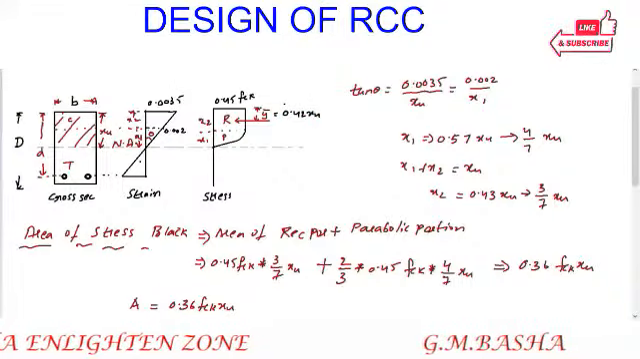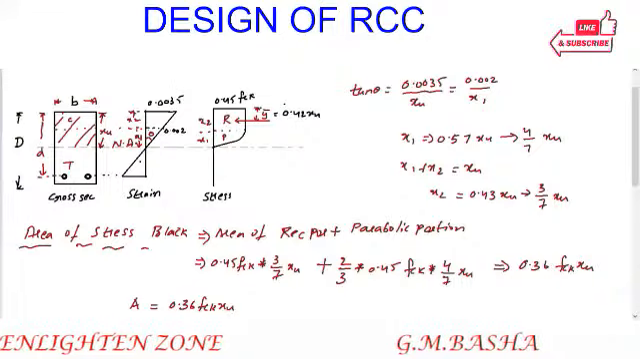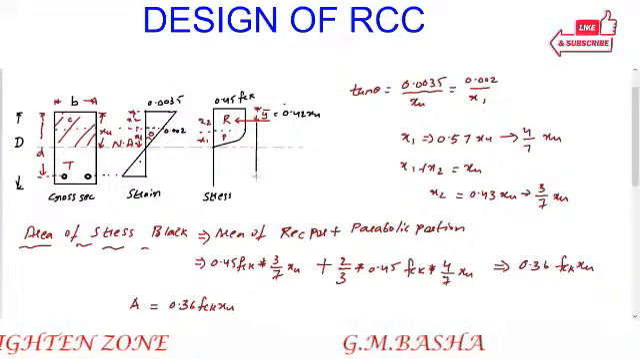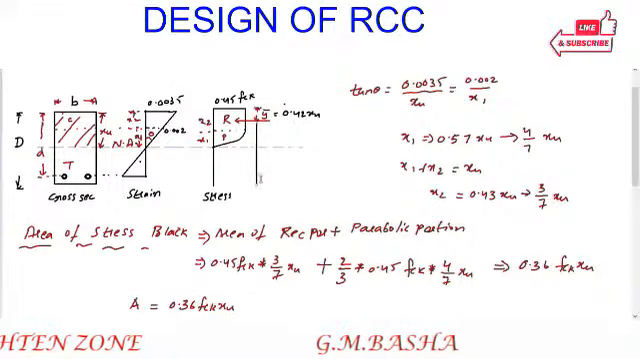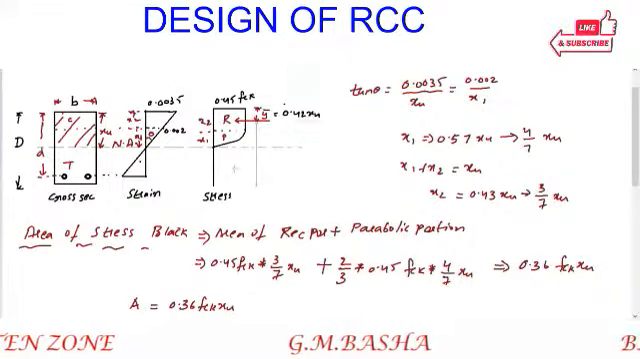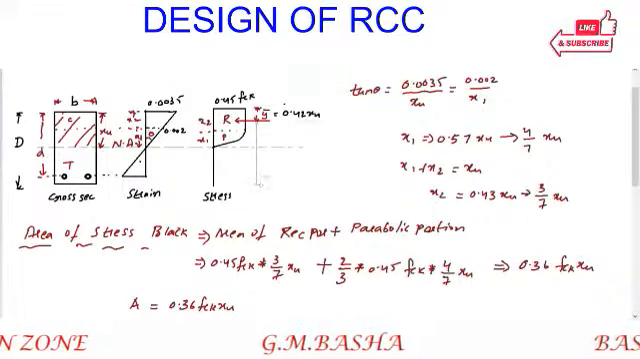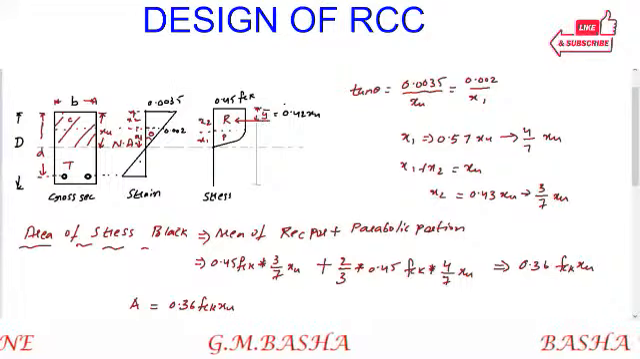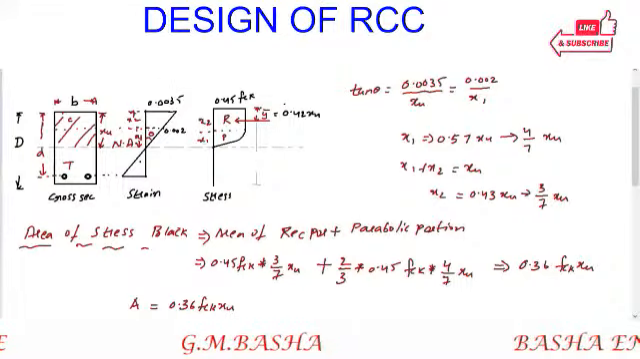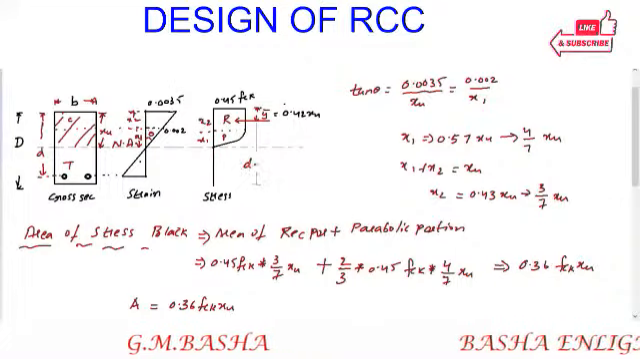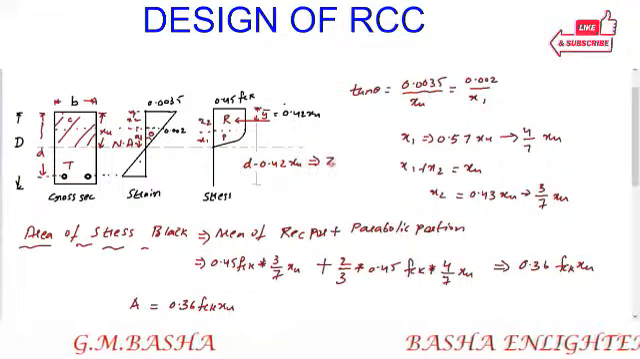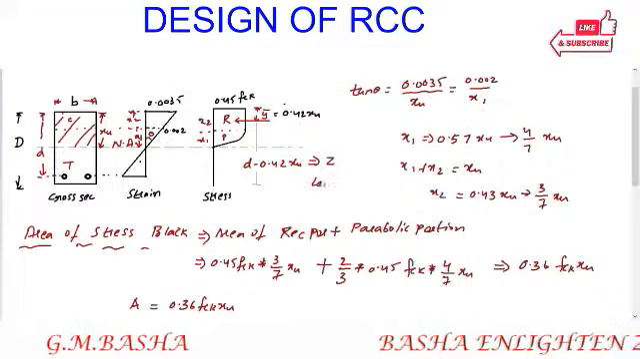So from the bottom, from here to the top it will be D, and the remaining part from here to here. So how much will it be? It will be D minus 0.42 xu, which is denoted with Z. So that is called the lever arm.